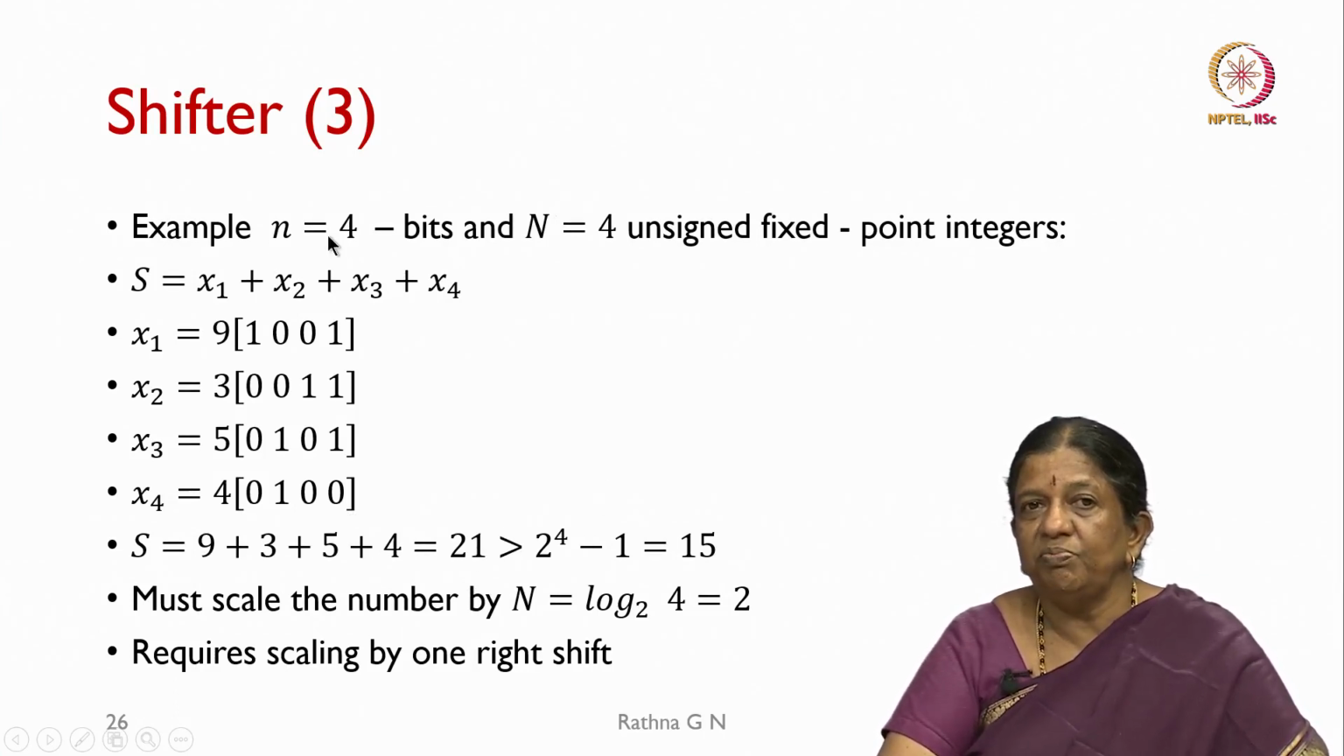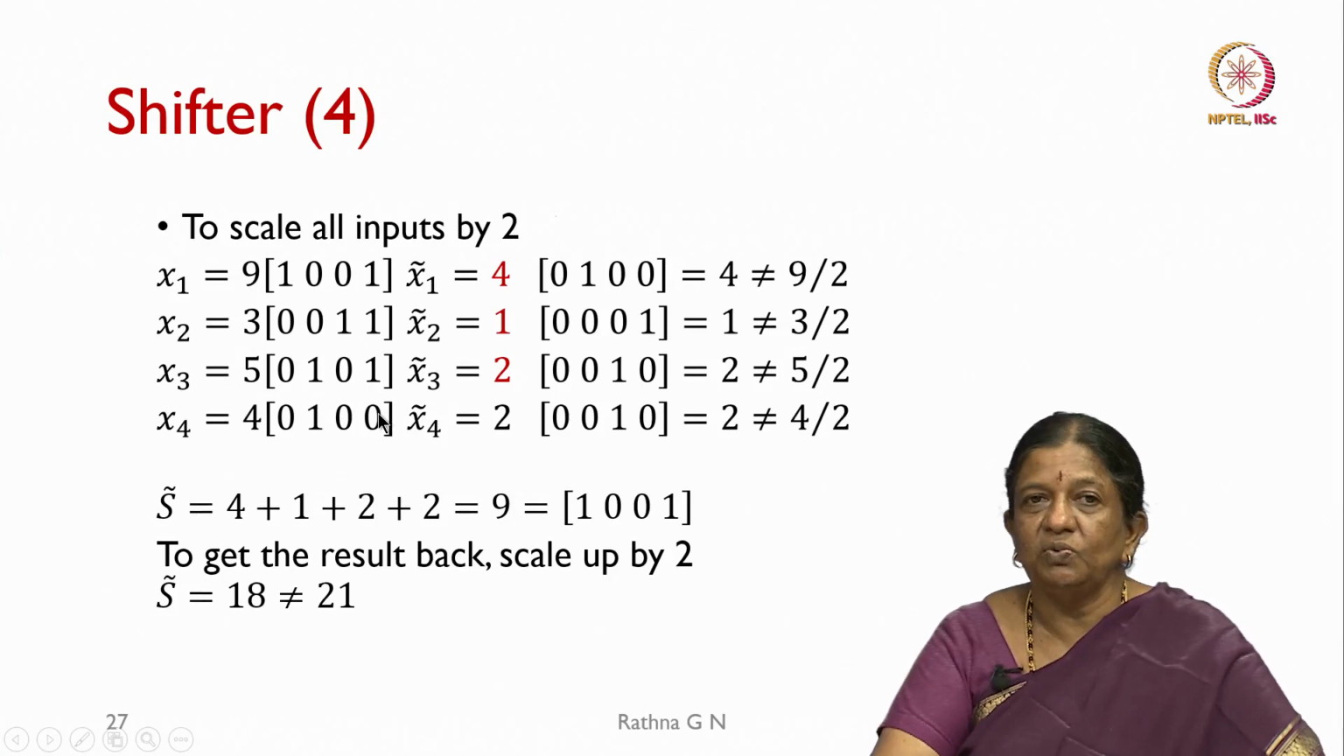Because we are representing it with 4 bits, the maximum value I can represent is 15, that is 2 power 4 minus 1, which is much less than 21. So, then we have to do the scaling. In this case, because we have N equal to 4 numbers, log 2 capital N is 2. So, we have to divide, that is, scale by 2. Scaling by 1 bit, a right shift, is basically equivalent to dividing by 2. So, we will be scaling all inputs by 2.